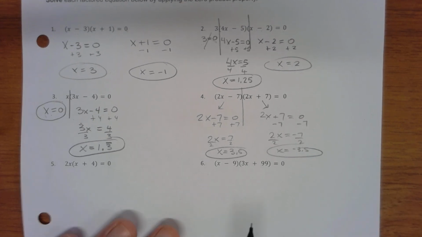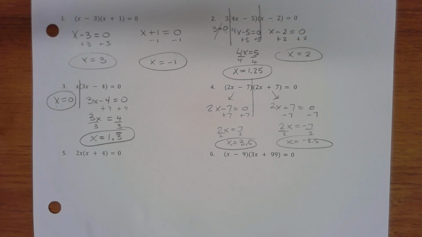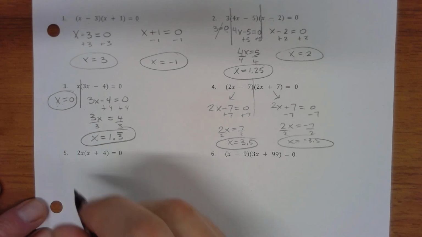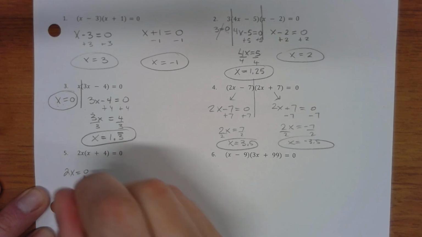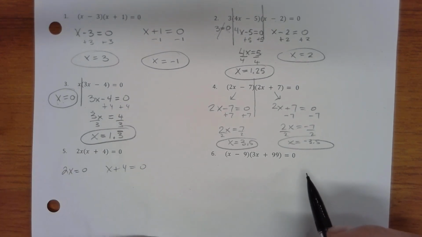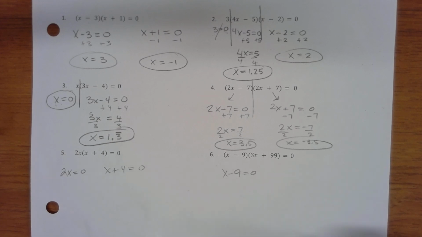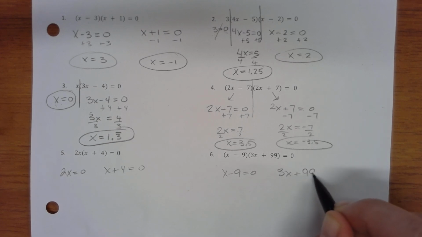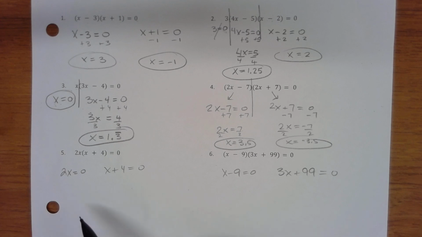For these last two exercises, I'm not going to solve them all the way completely. I'm just going to set up the two equations for each exercise. Pause the video and then resume watching the video to see if your answers are correct. 2x equals 0. X plus 4 equals 0. For number 6, x minus 9 equals 0. 3x plus 99 equals 0. You can solve each of these four equations and find the answers.